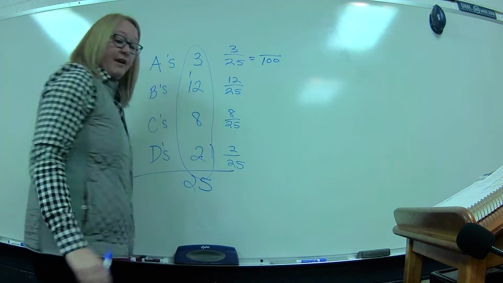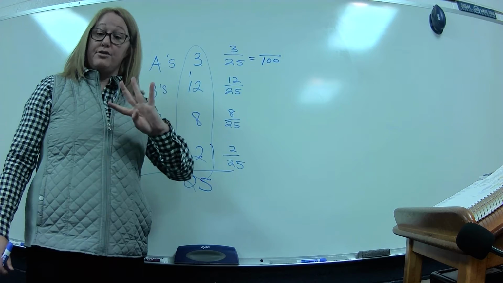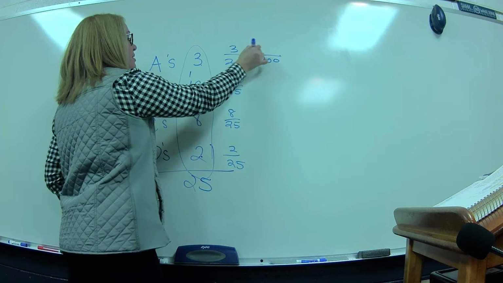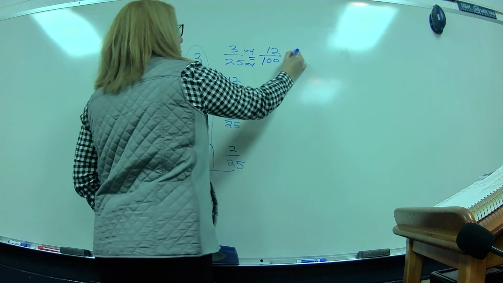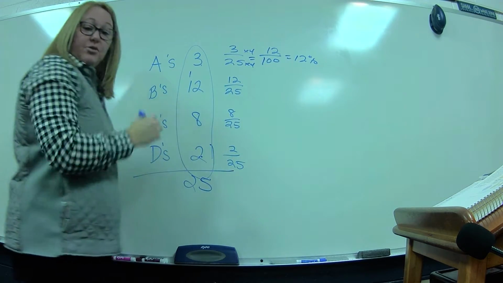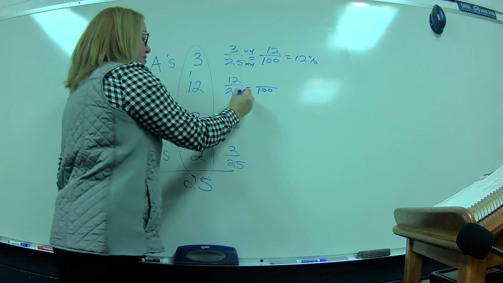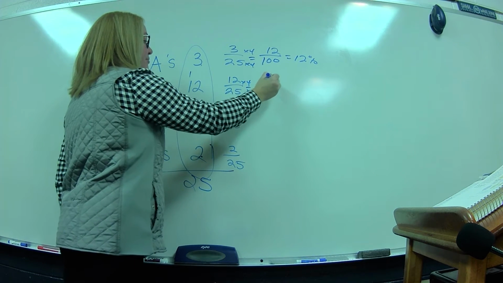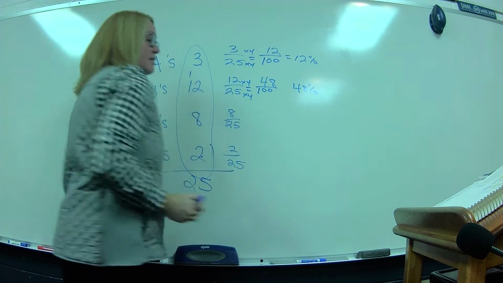All right, 25, if you count by quarters, 25, 50, 75, 100, goes in there 4 times evenly. So we're going to times this by 4. And we're going to have 12 100ths, and that would make it 12%. Here we have 12 25ths, so let's put this over 100. And that's going to be times 4, which is going to give me 48. So that's going to be 48%.